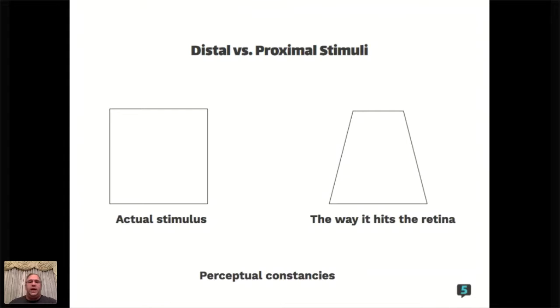So let's say there's a square on a table, and it's a square in real life. But let's say you're sitting at the table, and if you were to think about it, how is it hitting your eye? Well, it's hitting your eye in a sort of trapezoidal fashion.